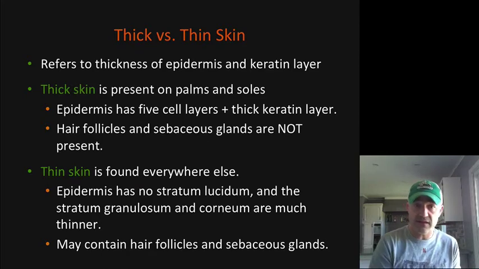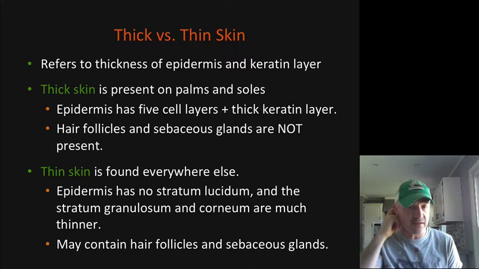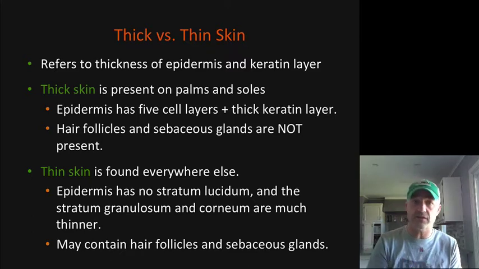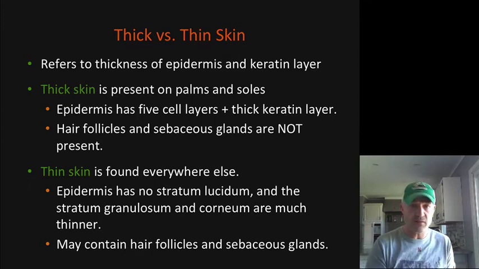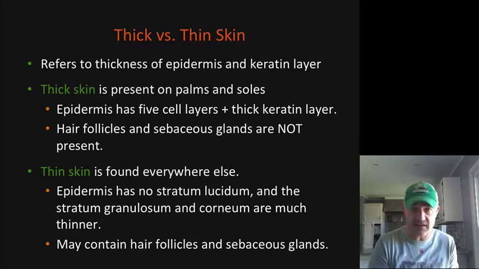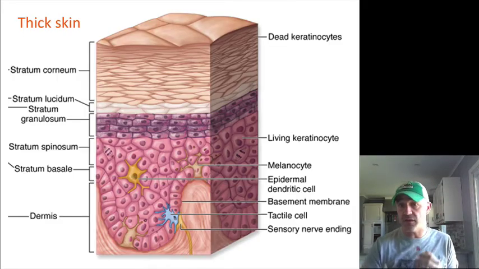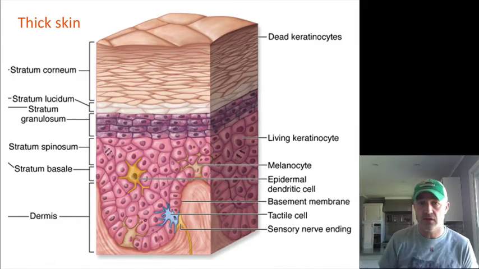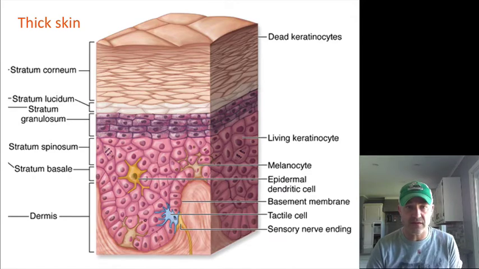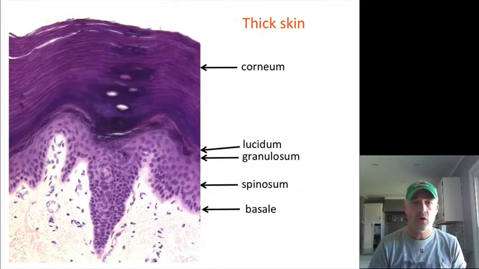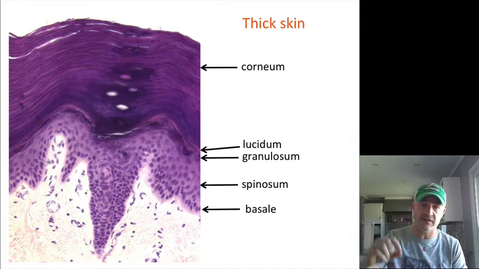Thin skin we're going to see everywhere with the exception of those areas. It does not have that stratum lucidum. The other thing is the other layers tend to be a little bit thinner, especially the stratum corneum. This may have sweat glands, hair follicles, things like that present in it. So you can see the thick skin here with all of its different layers. That stratum lucidum is present. You can see it just beneath the stratum corneum, and you can see that same thick corneum on the surface.